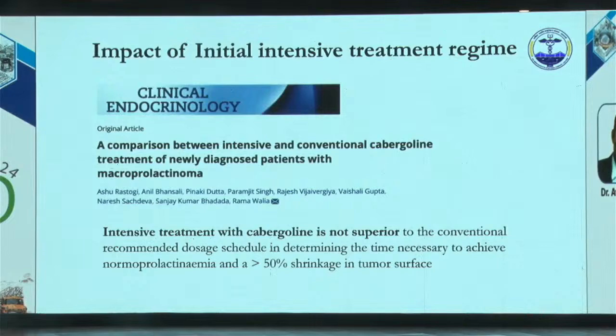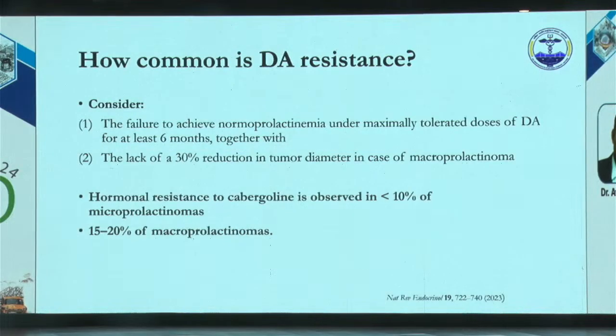So the natural question comes after this: if we start initially with very intensive treatment in large prolactinomas, we can see from these PGI studies that there is no role of intensive treatment with cabergoline on tumor reduction and all those things. Why I am bringing that, I'll come to these studies later on. So if we take these two definitions, one is biochemical, that is the prolactin is going to be normalized, and there will be at least 30% reduction in the tumor diameter in case of macroprolactinoma.